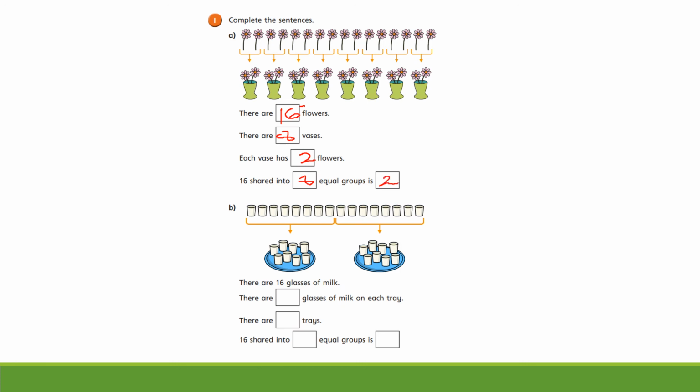Let's look at section B. There are 16 glasses of milk. How many glasses of milk are on each tray? You can see that there are 8 glasses of milk on each tray. There are 2 trays. So 16 shared into 2 equal groups, and the answer equals 8. So, did you get number 1 correct? Well done if you did.